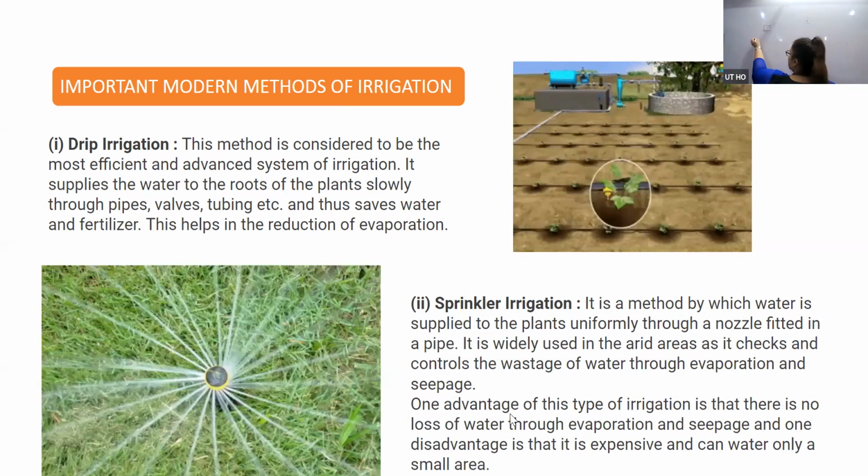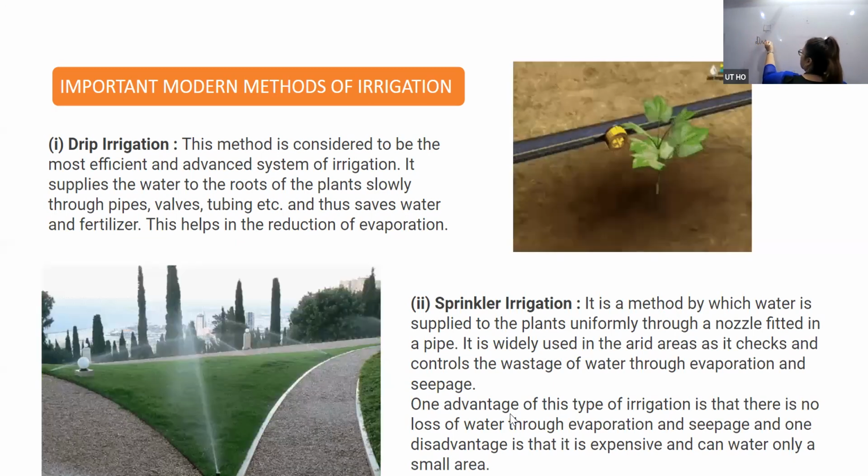Okay, so now modern methods you have drip irrigation.